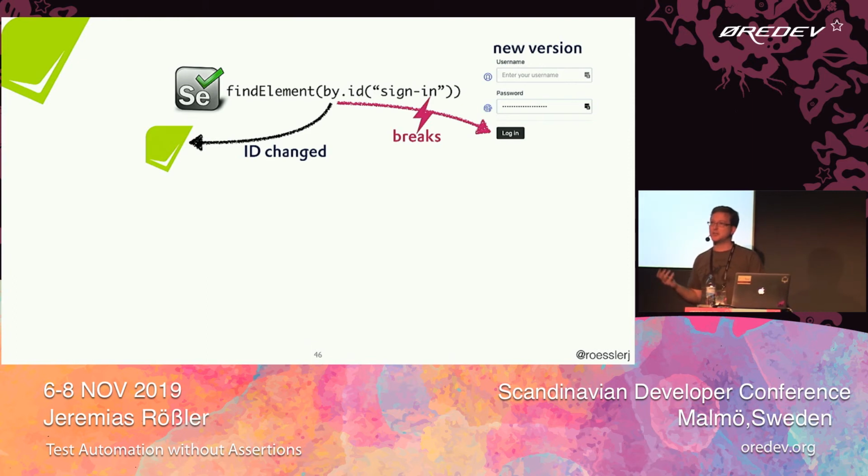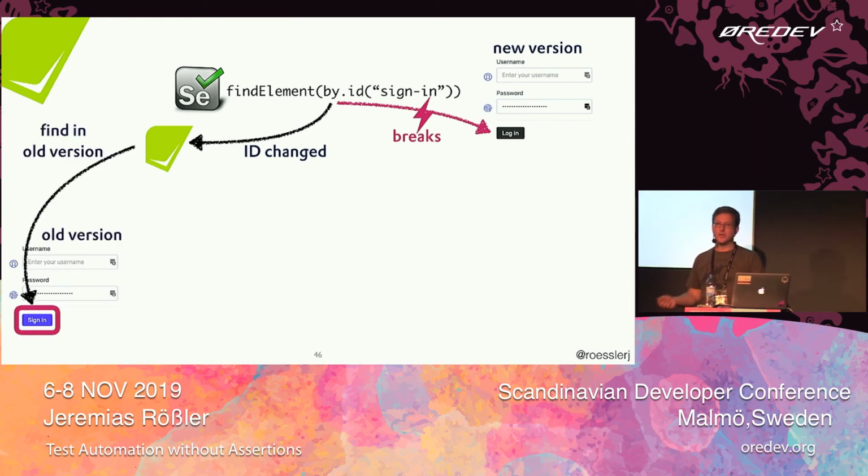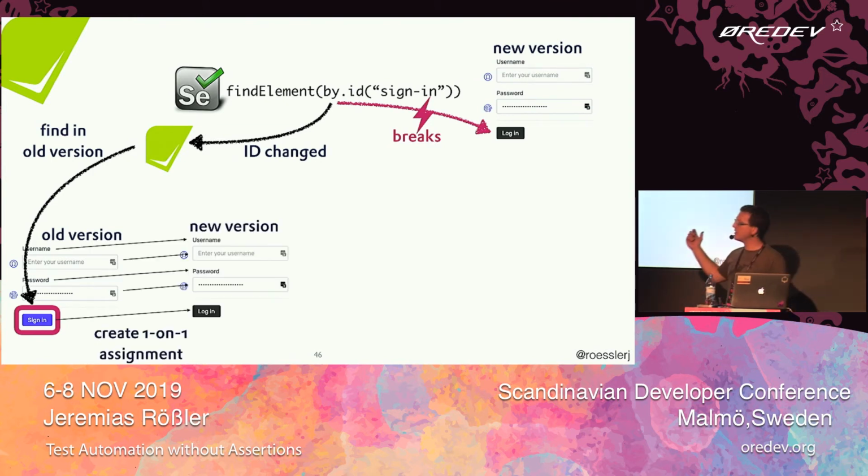If that attribute changed, we can now simply go into the old version, the copy of the website that we have, and find the element within that copy. Then we can go to the live website and make a one-on-one assignment of all elements of the old version to the new version and find the element with the highest match.